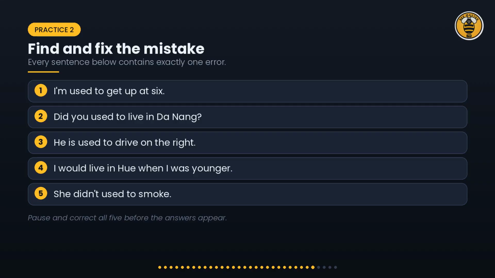Practice 2. Every sentence below contains exactly one error. Find it and fix it. 1. I used to get up at 6. 2. Did you used to live in Durham? 3. He is used to drive on the right. 4. I would live in Hue when I was younger. 5. She didn't used to smoke. Pause and correct all 5 before the answers appear.